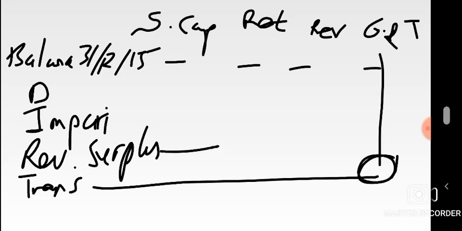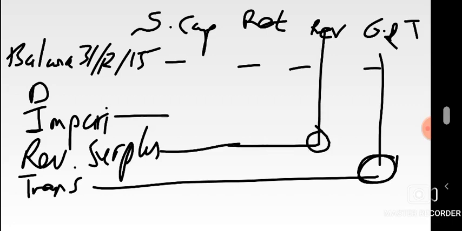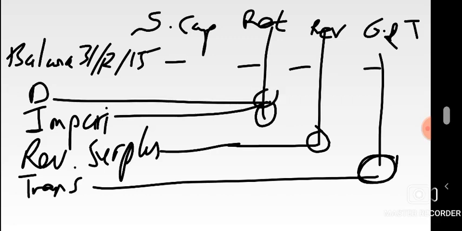A revaluation surplus takes it to revaluation reserve, just by the name. Impairment affects retained earnings. Dividends affect what? Retained earnings as well. That's how you treat these in the statement of changes in equity. So basically, these are the main things that you would bring into this statement of changes in equity.